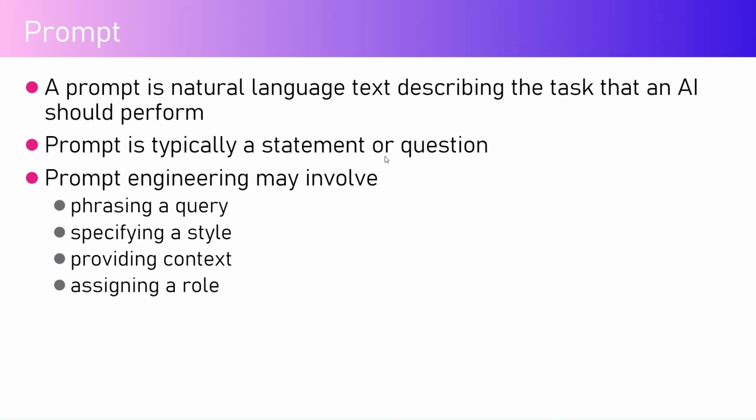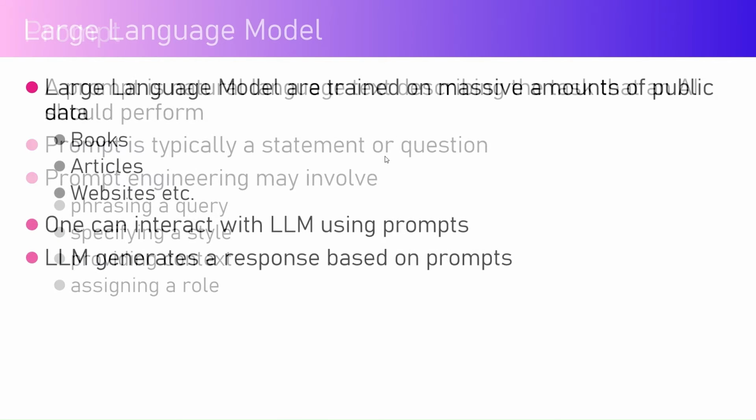Prompt engineering may involve phrasing a query, specifying the style like balanced, professional, or maybe a custom style provided by you. Also provide a context, because the AI should understand what context you are referring to, because the same thing can be said in a different manner and in a different environment. Also, you can specify a role while suggesting prompts to the AI model.